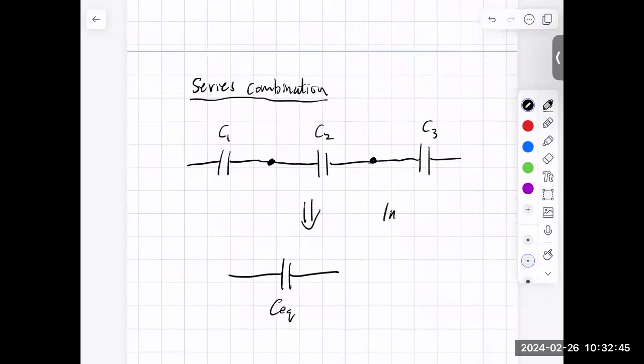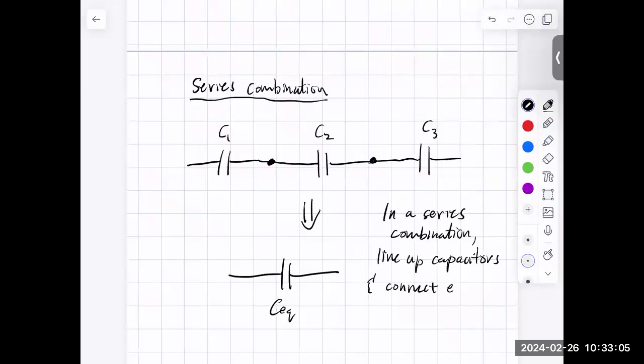So in a series combination, we line up capacitors and connect the nearest plates to one another. Of course, you could have more complicated combinations of capacitors, but they can always be broken down into some arrangement of series and parallel capacitances. So if we know these two rules, we can deconstruct any combination of capacitors, no matter how complex you want to make it.